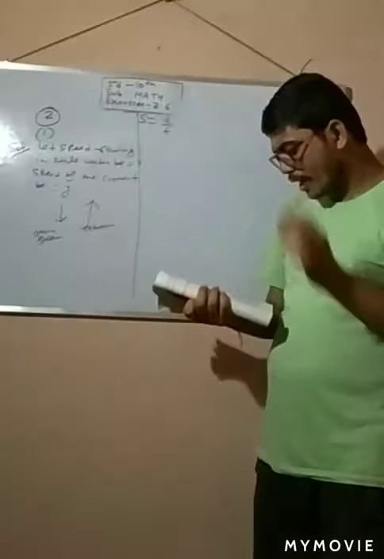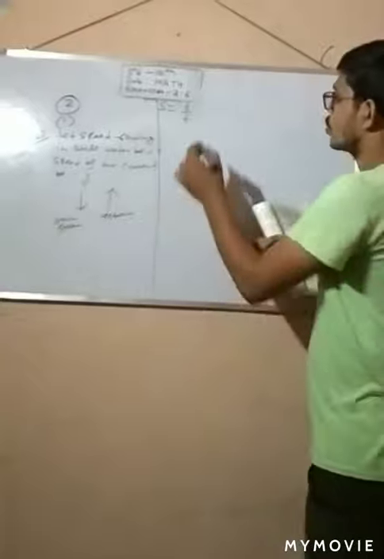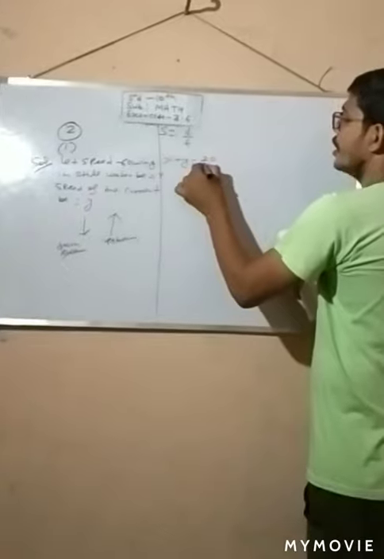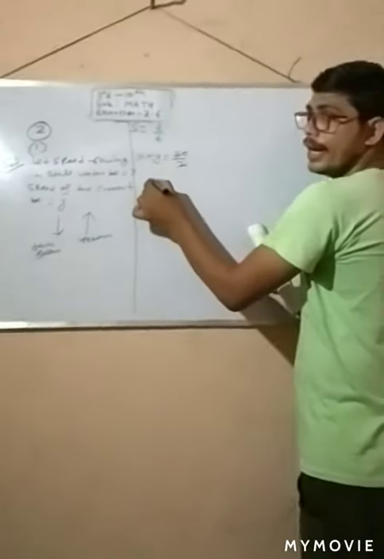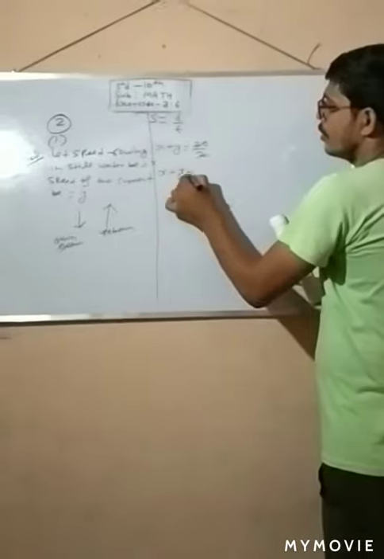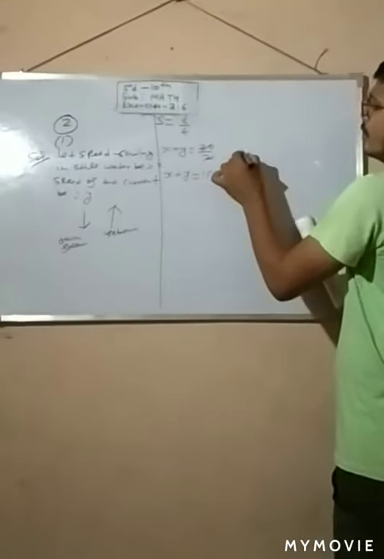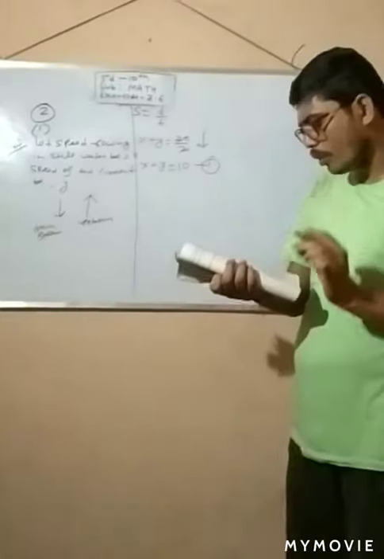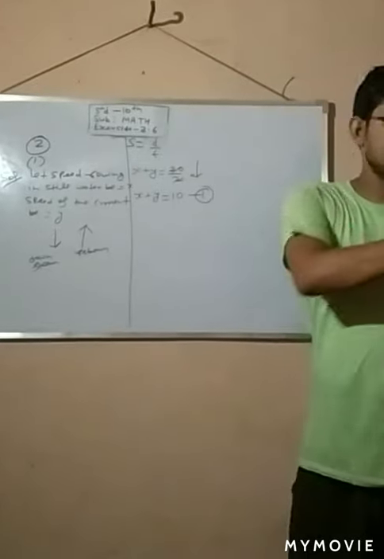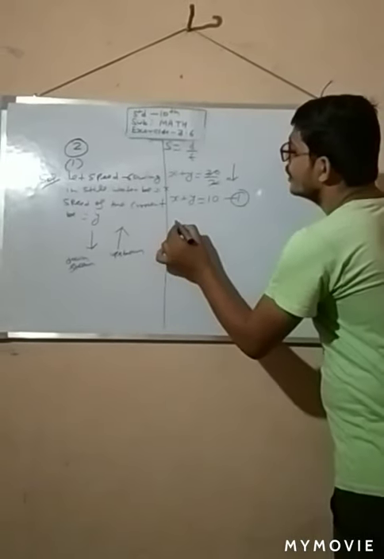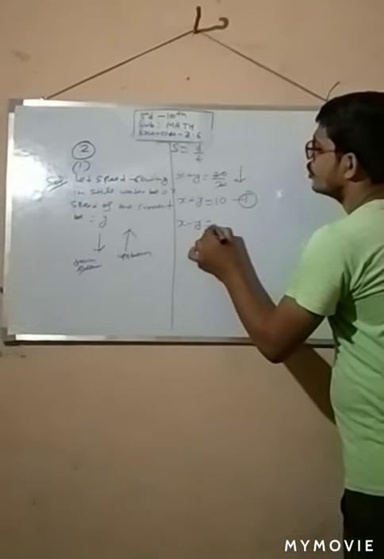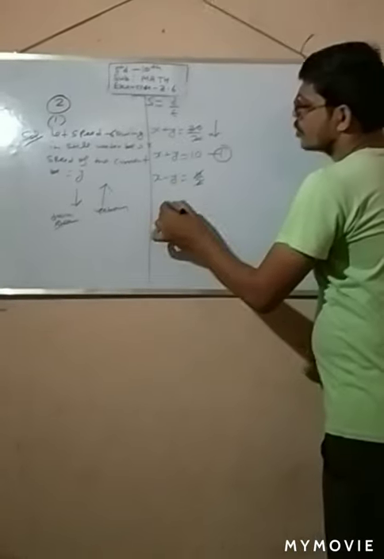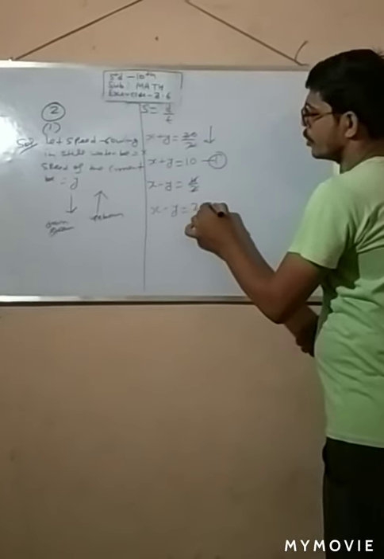Now we know that speed is equal to distance upon time. Ritu can row downstream 20 km in 2 hours. So x plus y is equal to speed, which is distance 20 upon time 2. Then cancelling, x plus y is equal to 10, equation number 1. This is the downstream. And second equation, upstream 4 km in 2 hours means x minus y is equal to 4 upon 2, speed is equal to distance upon time. So x minus y is equal to 2, equation number 2.